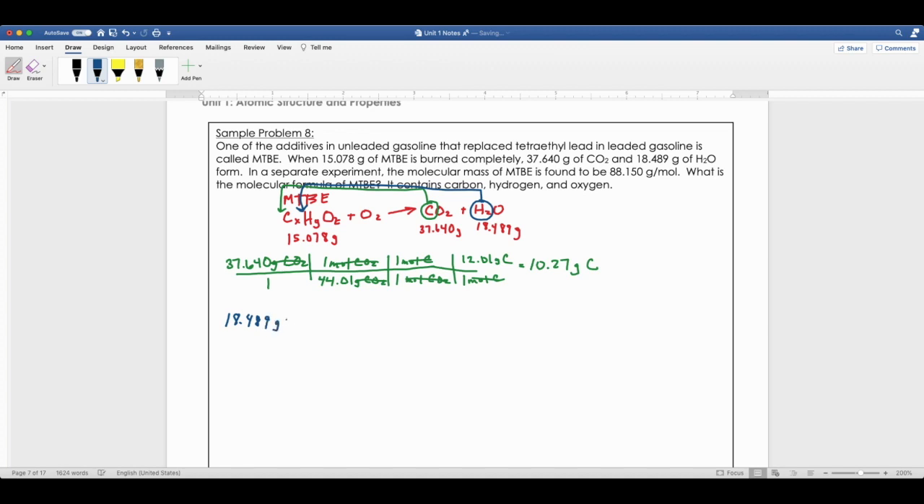18.489 grams of water was produced. Molar mass, 18.02 grams of water is equal to 1 mole. Cancels out. Now we have 1 mole of water. 1 mole of water contains 2 moles of hydrogen.